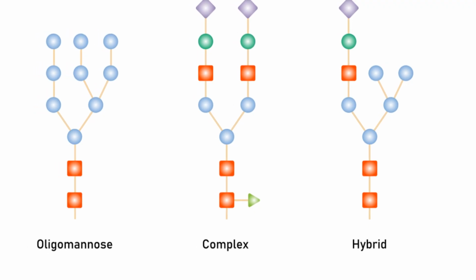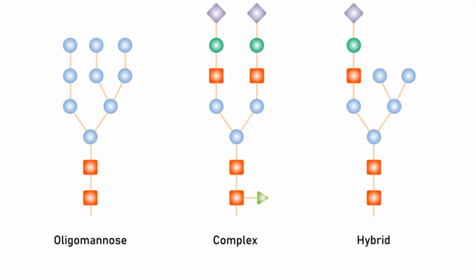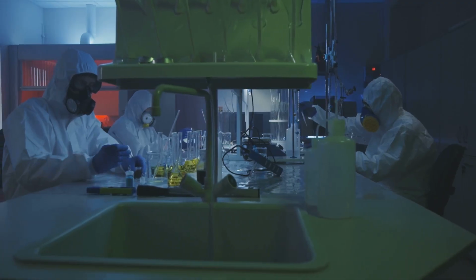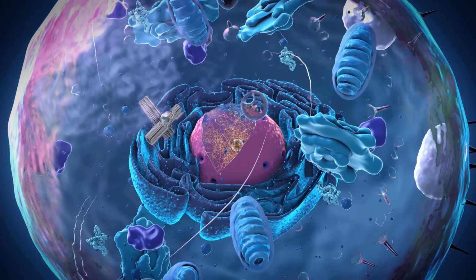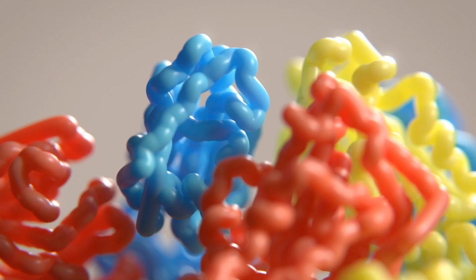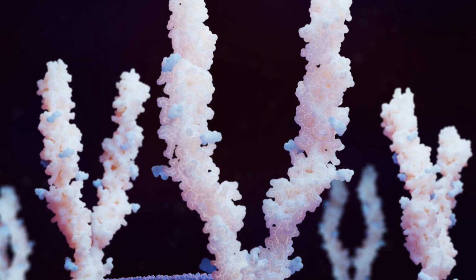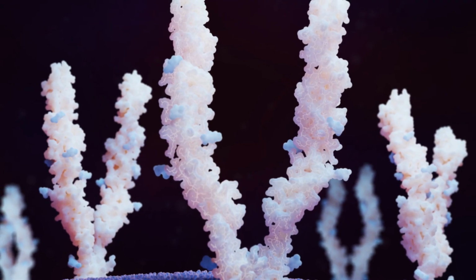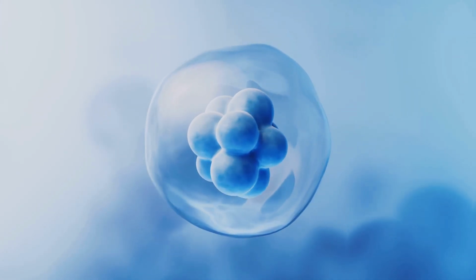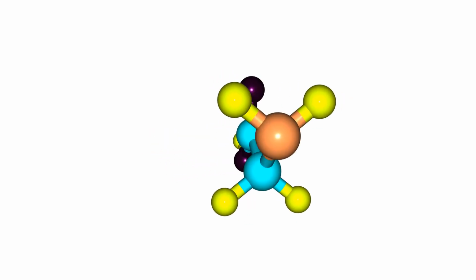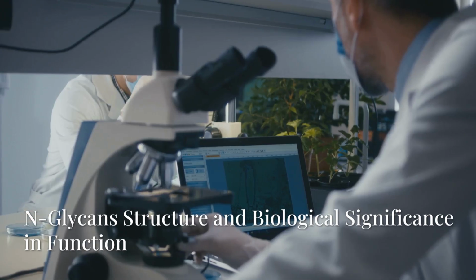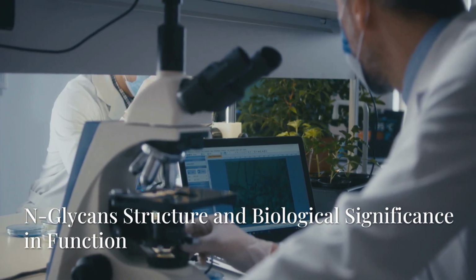N-Glycan structure and biosynthesis. To understand N-Glycan structure and biological significance, it helps to look at how they are formed. N-Glycan biosynthesis begins in the endoplasmic reticulum, where a precursor oligosaccharide is assembled and transferred en bloc onto a nascent protein. The structure is then trimmed and remodeled in the Golgi apparatus, generating high-mannose, hybrid, and complex N-Glycans.